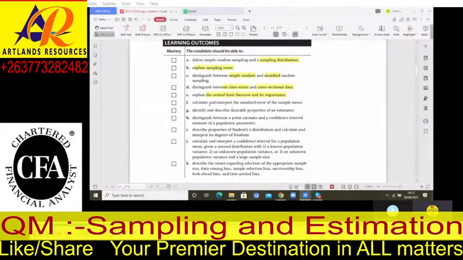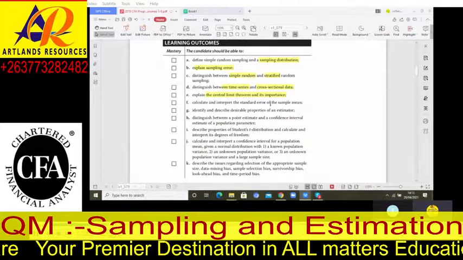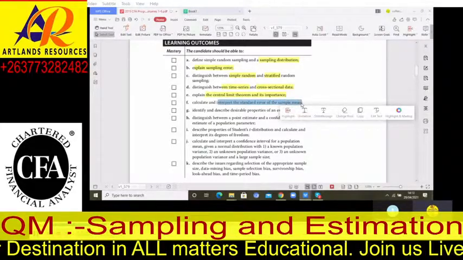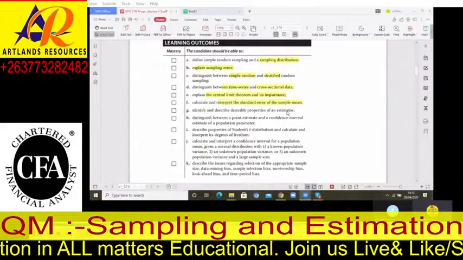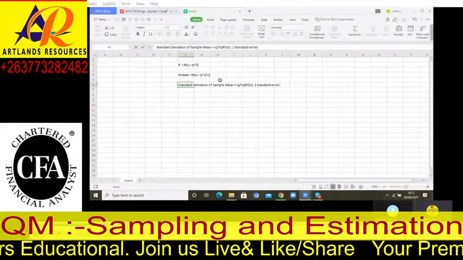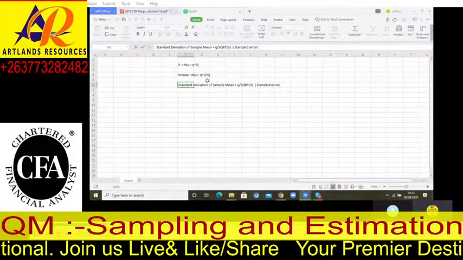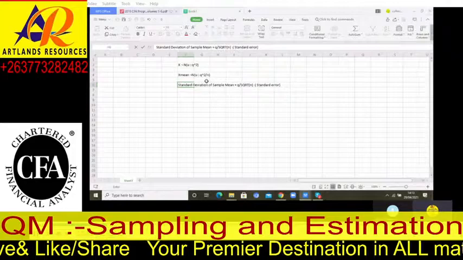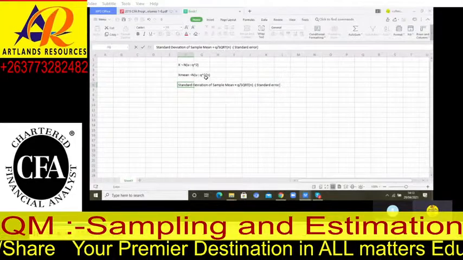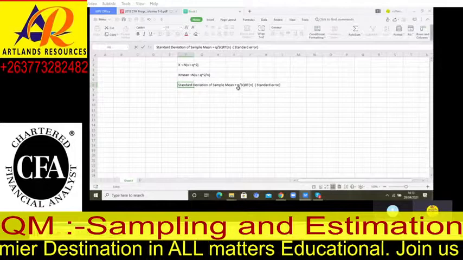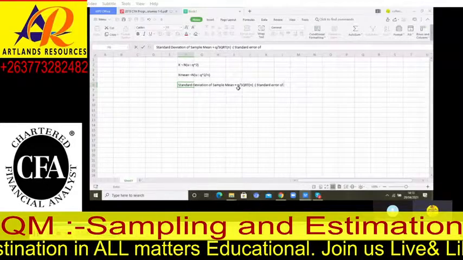Calculate and interpret the standard error of the sample mean. You now understand what the standard error of the sample mean is. It comes from the central limit theorem, which says the variance will be sigma squared over n. So the standard deviation is the square root of the variance of the sample mean. And we don't call it a standard deviation per se. We call it the standard error of the sample mean.